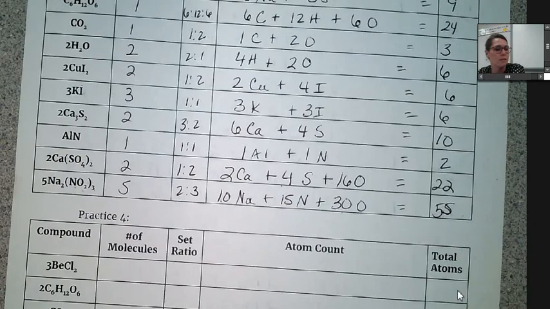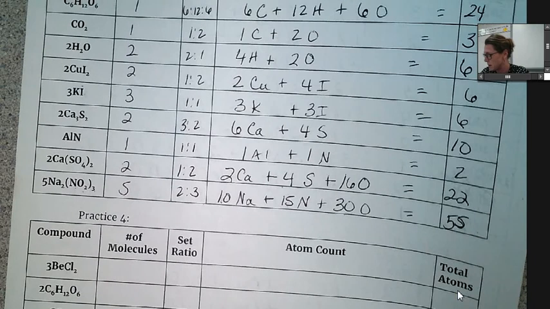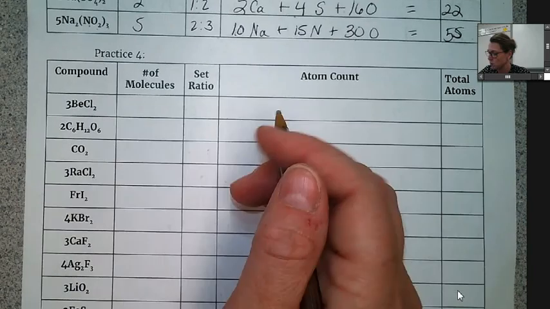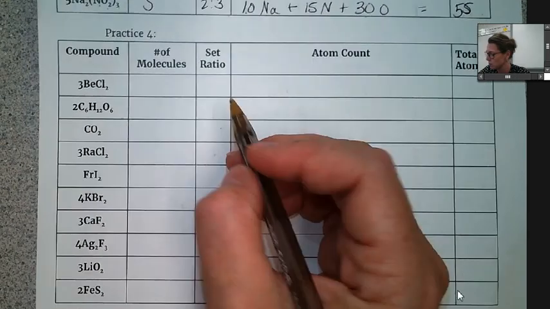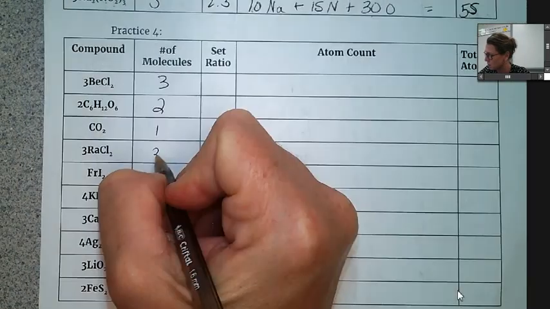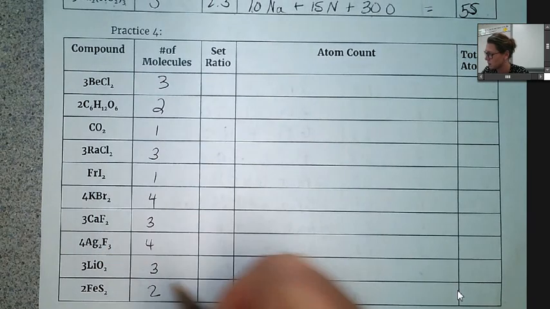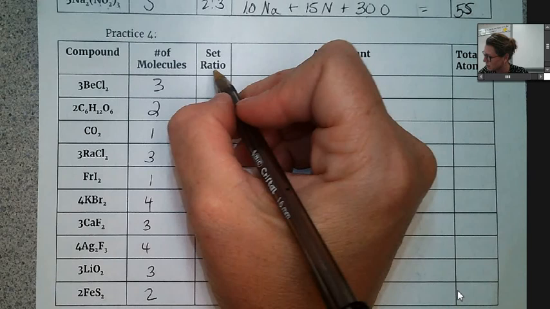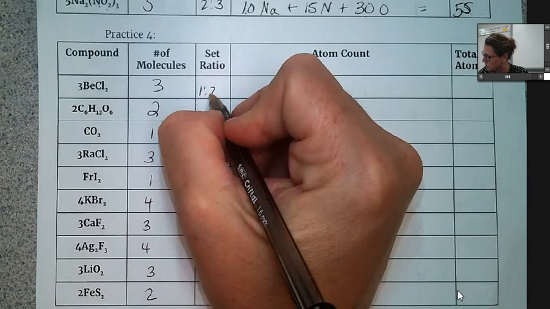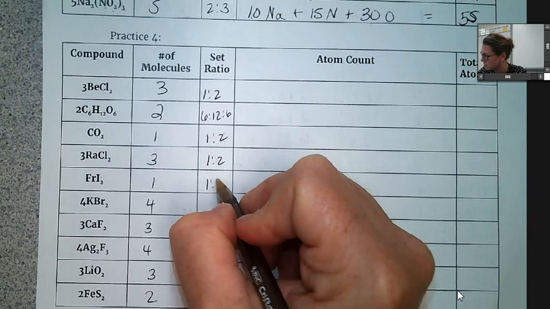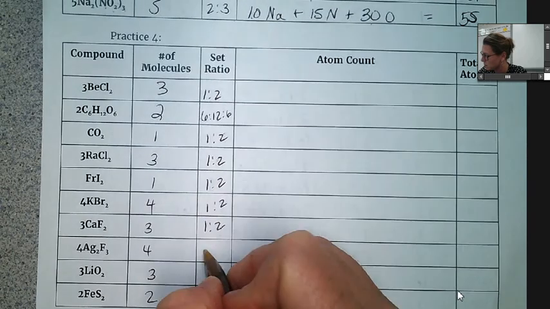All right, and let's do set 4 if you want to. Should be coming pros at this by now. Let's look here. Molecules, just looking at my coefficients. 3, 2, 1, 3, 1, 4, 3, 4, 3, 2. Easy breezy. Set ratio, 1 to 2. 6, 12, 6, 1 to 2, 1 to 2, 1 to 2, 1 to 2, 1 to 2, 2 to 3, 1 to 2, 1 to 2.